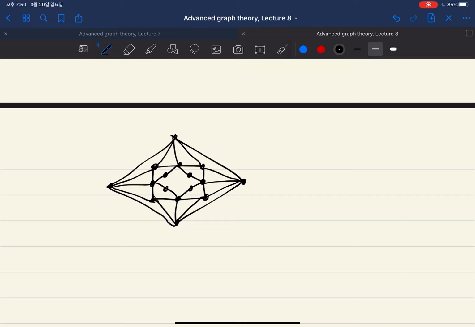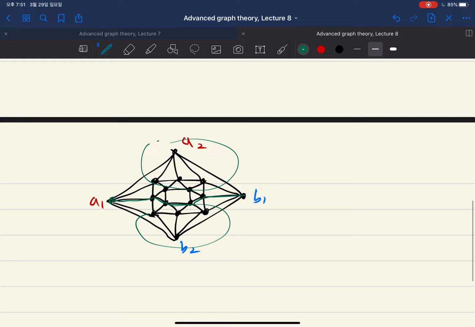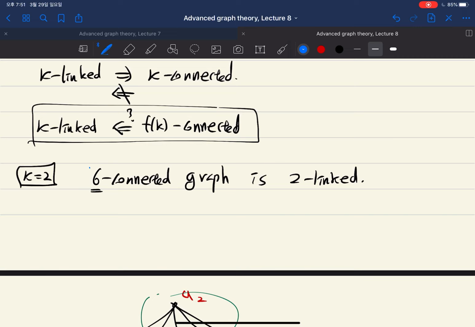it's not so difficult to check that this is actually 5-connected. And if you say this is A1 and A2 and B1 and B2, whatever path we take from A1 to B1, this connects the upper part and lower part, and you cannot find any other path between A2 and B2. So this 6 is the best possible.